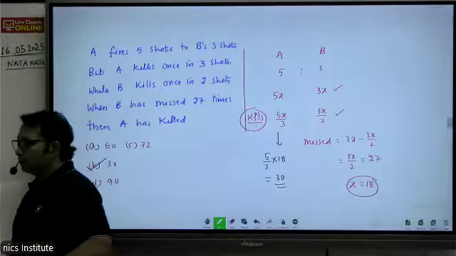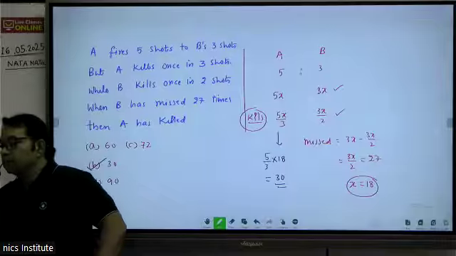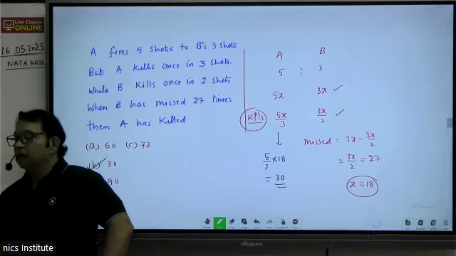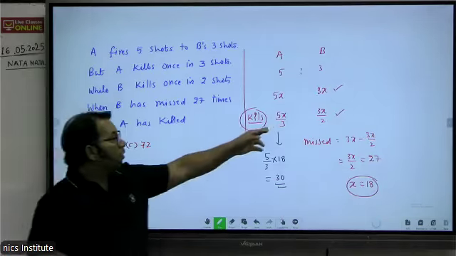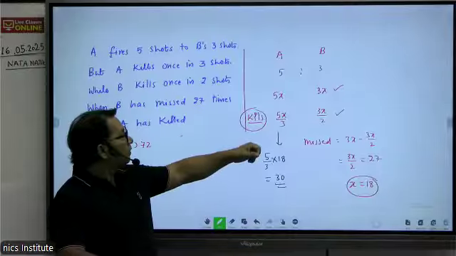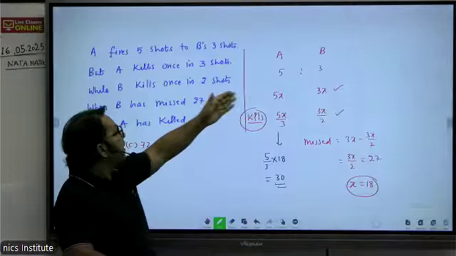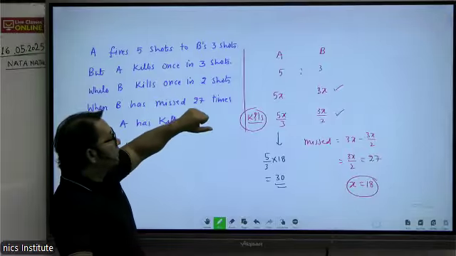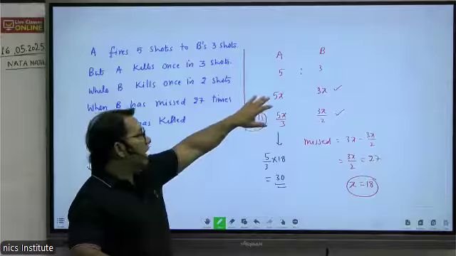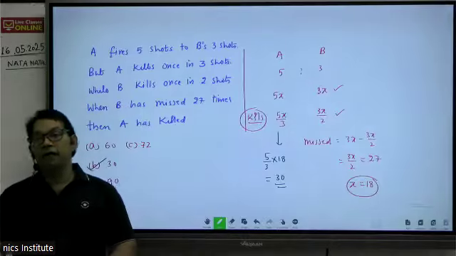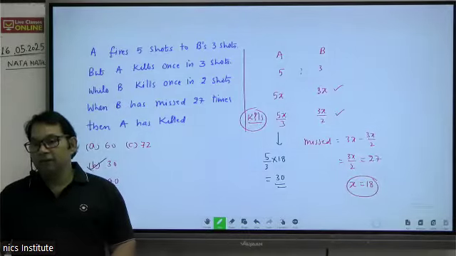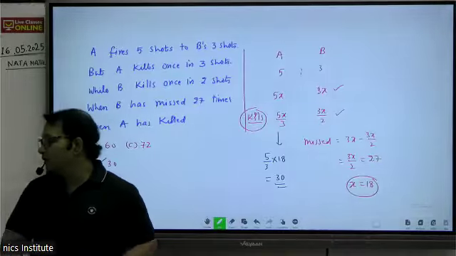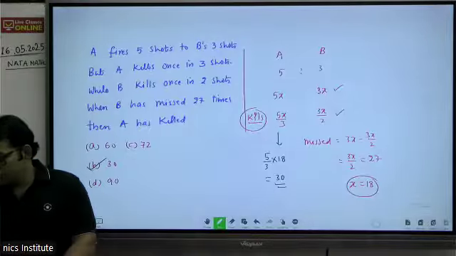Sir, why did you divide, I mean 5x/3? I did not understand the divide concept, sir. Yeah, this one. Number of kills. These are total number of shots, but he's killing only once in 3. Meaning his success rate is 1/3. If total shots are 90, he'll be killing only 30 from 90. He's not killing in every shot. The success rate is 1/3. That is why you divide.